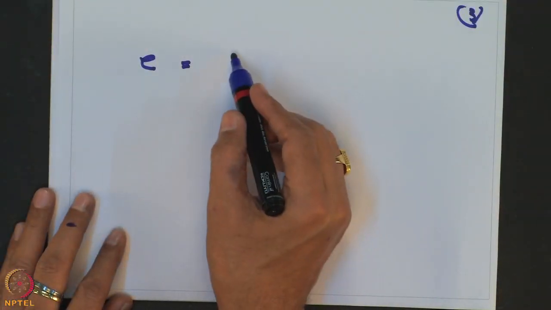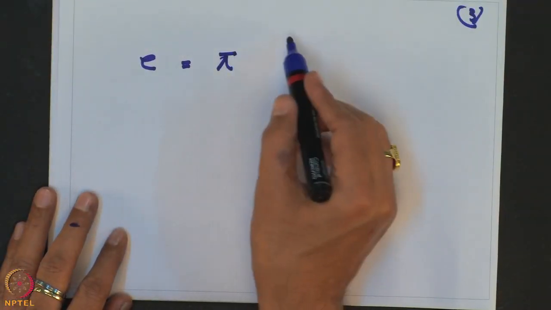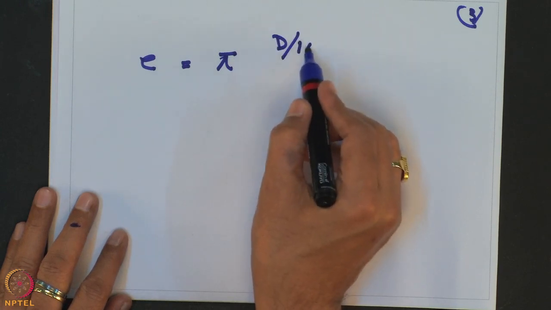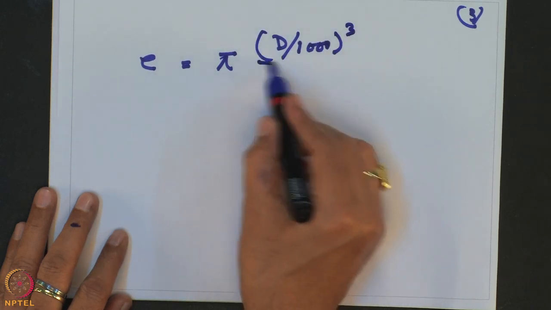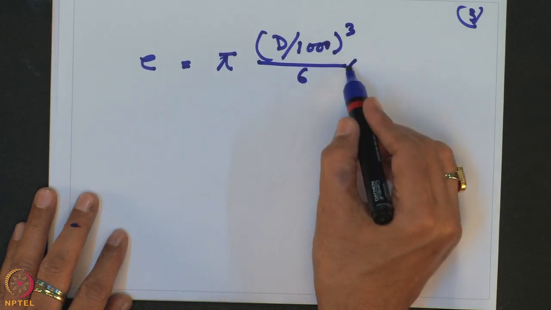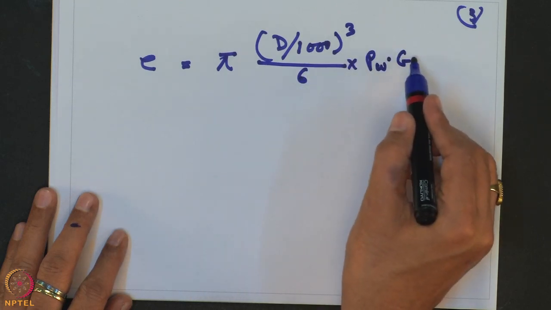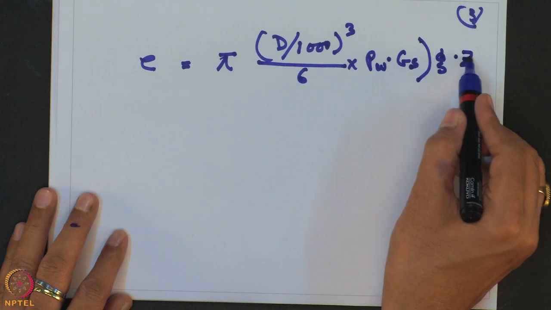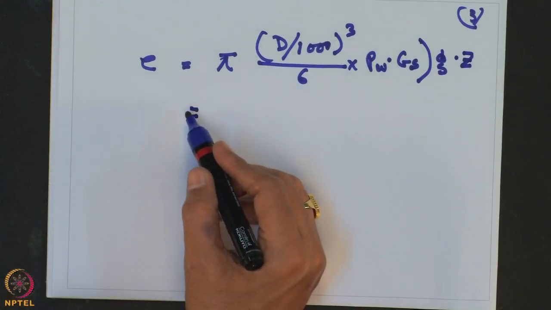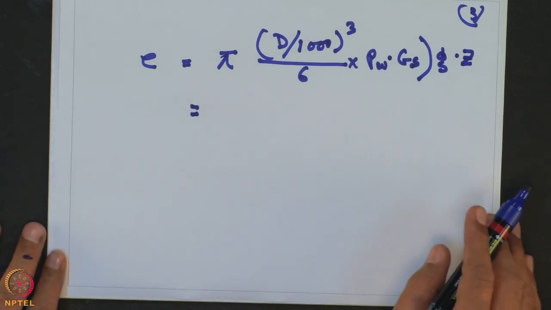So, energy E you can write from the equation as pi into d divided by 1000 whole to the power q, this divided by 6 into rho of w into g of s into g into z. So, this is ultimately you will get the equation for energy.